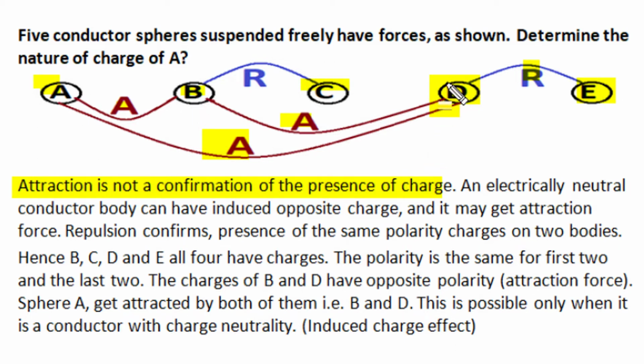An attraction between B and E clearly indicates that the charged spheres have opposite polarity charge on them. Here, A attracts B and A also attracts D, which could create confusion because B and D have opposite polarity charge. Since they both attract sphere A, it is confirmed that A is a neutral metallic conductor, and this attraction with B and with D is by charging by induction.